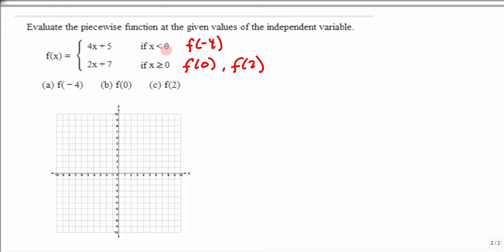So I'm going to go ahead and graph 0, even though it says less than 0, and put a hollow point there. So if I look at 0, 4 times 0 is 0, 0 plus 5 is 5, and that's a hollow point because I can't actually reach that value.